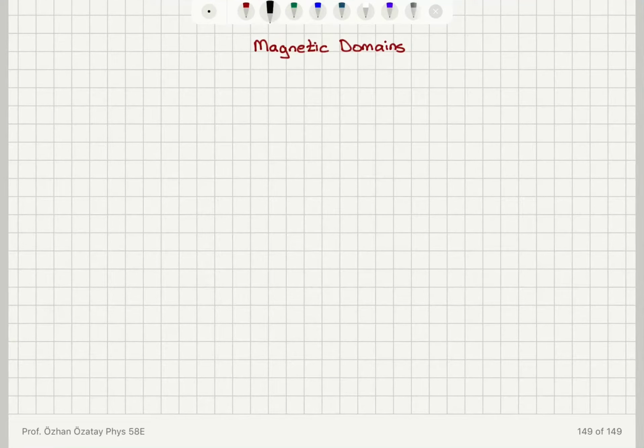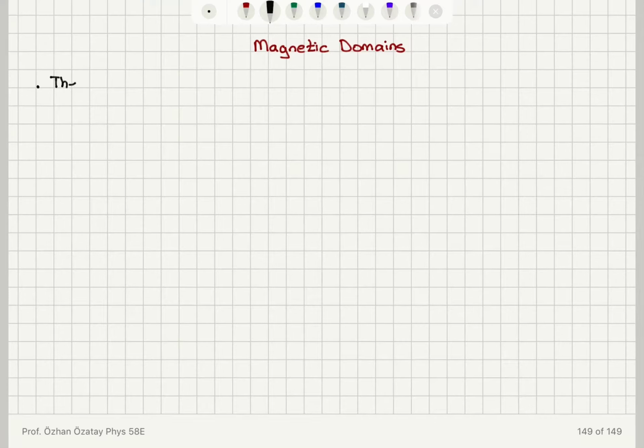We will now start talking about magnetic domains. And first of all, I would like to list a few things that are very important for magnetic domains. The first point is that the properties of ferromagnets, such as saturation, magnetization, and remanence, can be explained by a long-range magnetic order. This is within microscopic regions called domains.